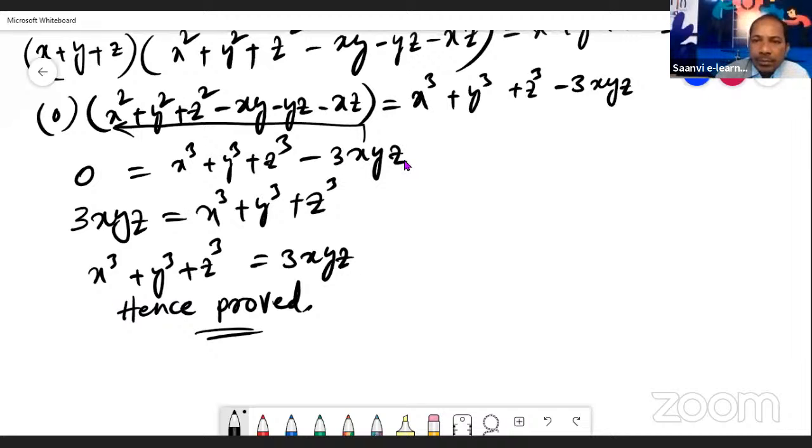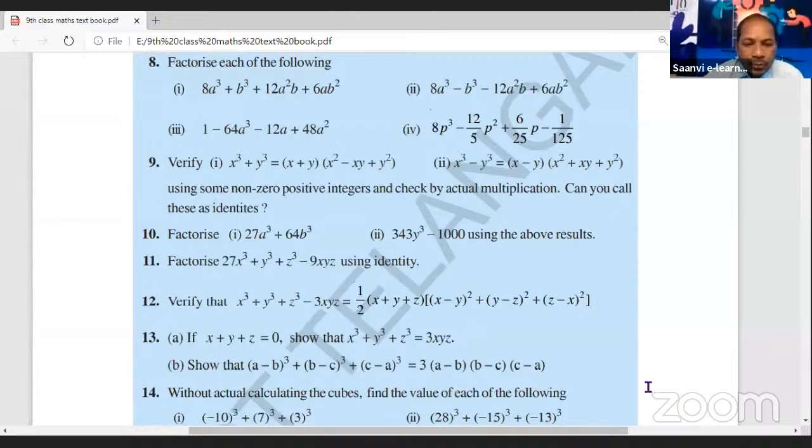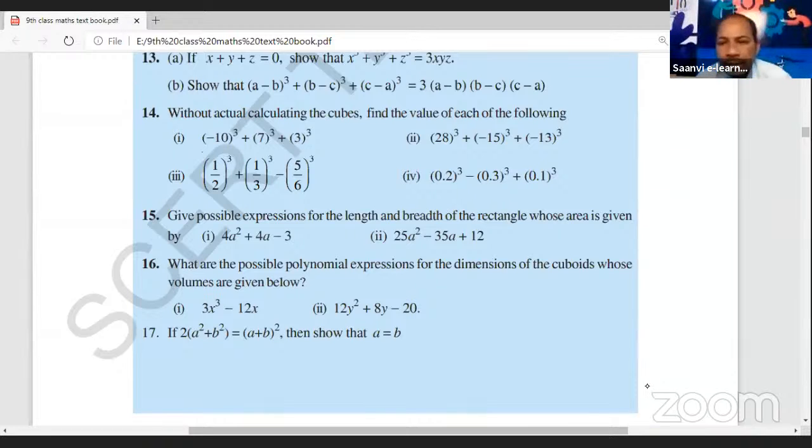Okay, children, the time is up. In the same way, you complete the remaining problems. How many bits are there here? Up to the 13th bit is completed, no? So again 14, 15, 16, 17, four bits are there. These four bits you complete at home. And in the next class, we will discuss the next chapter, that is the 3rd chapter. So 14, 15, 16, 17, these four problems, you complete them.